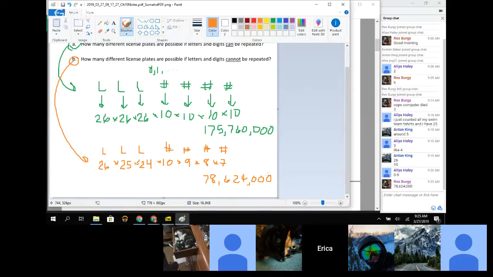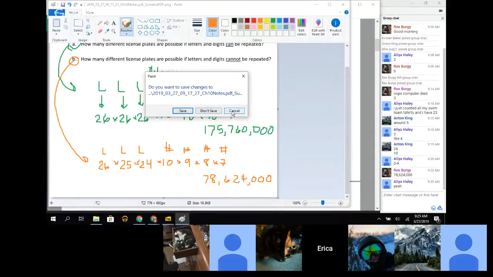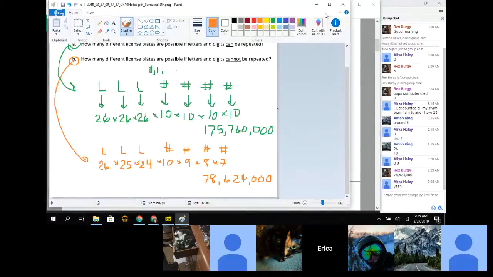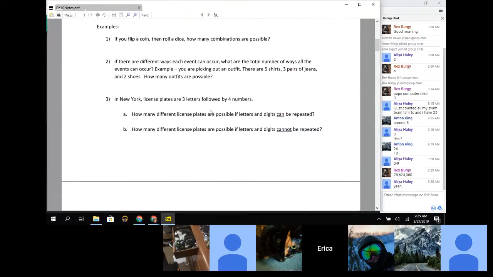There's also a problem in your book that it is, I don't think I have it. Oh no, we do have it. Okay, so that's the fundamental counting principle. Everybody feel kind of comfortable with that? Cool. Where? All right. There we go. Cool. All right.